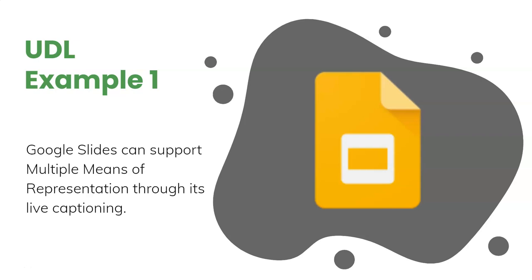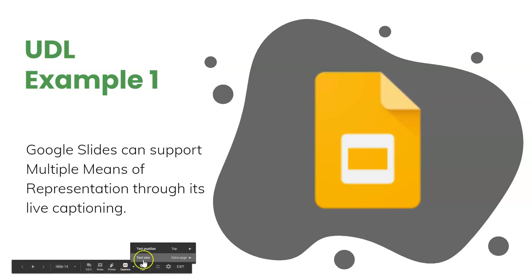So in this example, Google Slides can support multiple means of representation through captioning. I don't have the captioning on right now because I'm planning to use the video captioning for this presentation. But if you were presenting live to students, say in Zoom or WebEx, any form of video conferencing, you can scroll down to where you see captions, and if you click here, it will start the captions, but you also have the option here to change the size or the position.